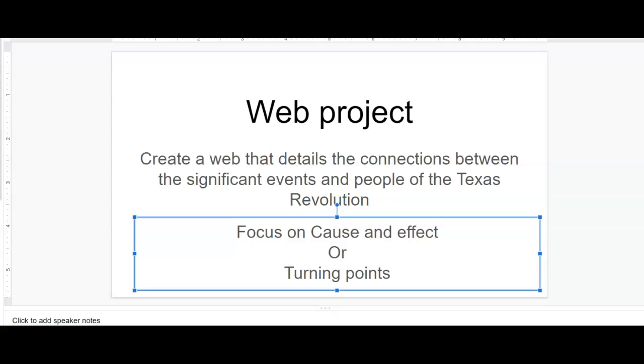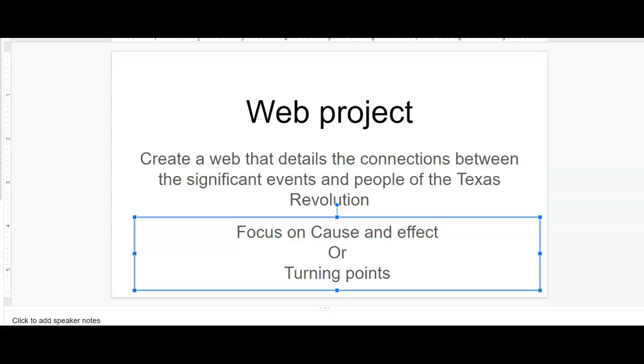Now, turning points. Turning points are very similar to cause and effect, but they're just a skosh different because we're talking about events that send us off in a new direction. So in the sense that they're cause and effect, they cause history to move in a new direction. In class, we talked about the example of Adolf Hitler coming to power. World War II would not have happened if Adolf Hitler doesn't become a political leader. So we can use that as an example.